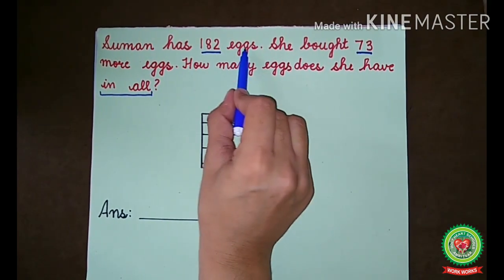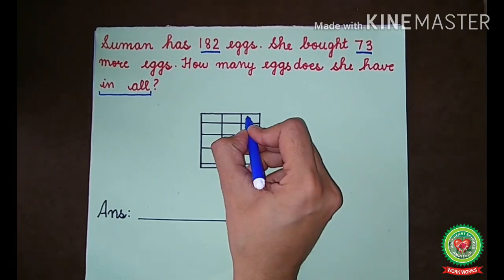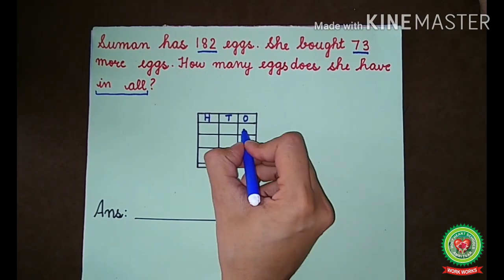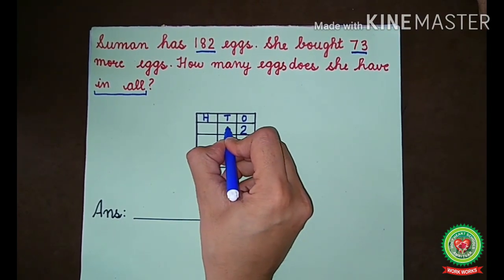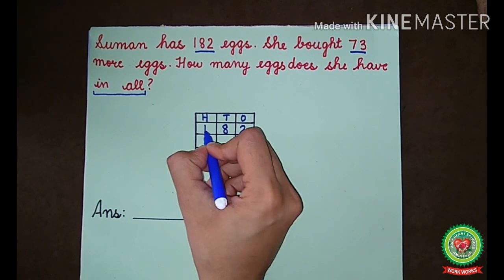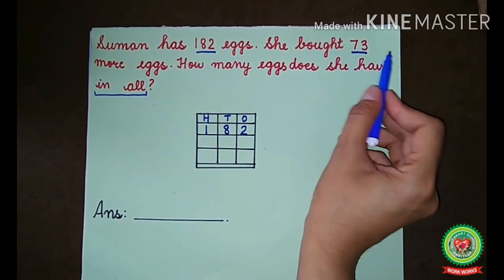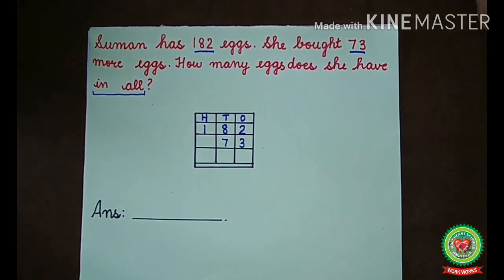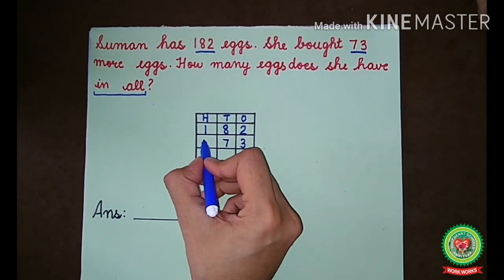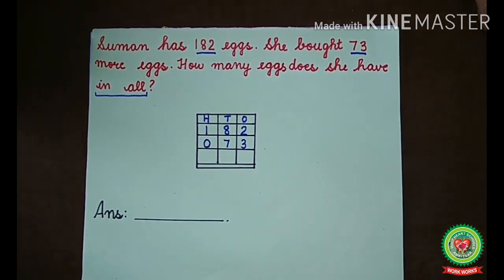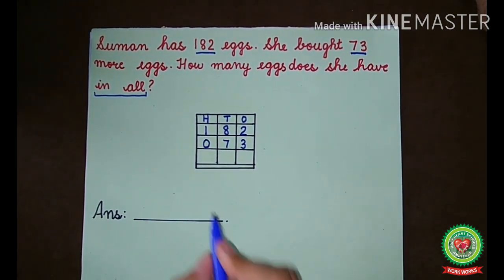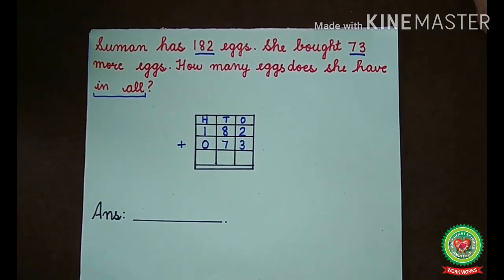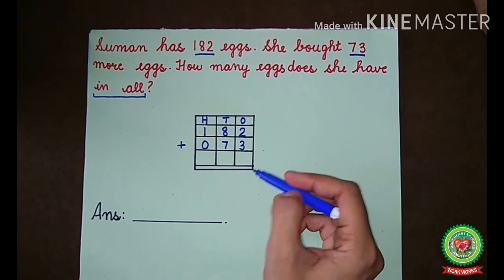Now what will we do? First of all, Suman has 182 eggs. So we will first write the place value table. Then 182. We will start writing from the right hand side. Now she bought 73 more eggs. Again we will start writing from the right hand side. Now we don't have anything in the hundreds place, so we will write 0 because 0 means nothing. Now as we know that this is the sum of addition, we will put the plus sign.